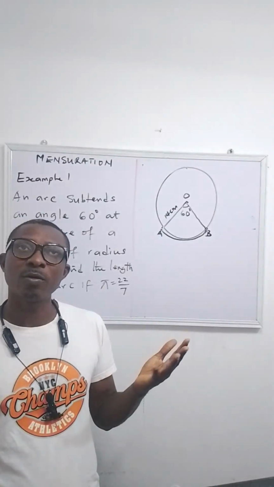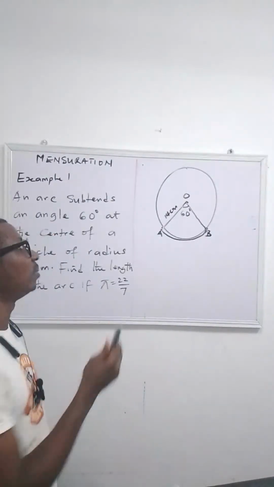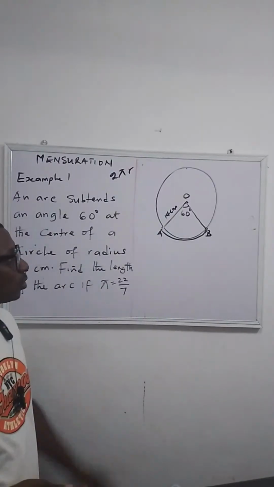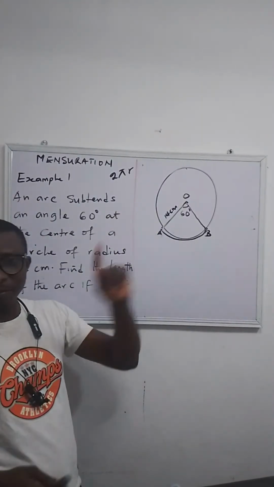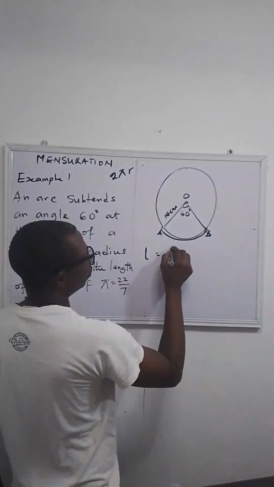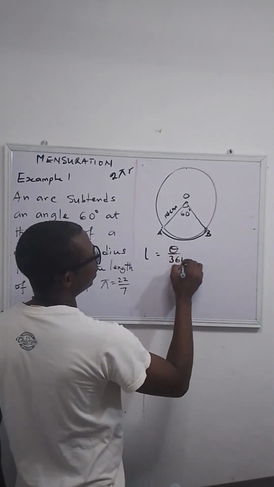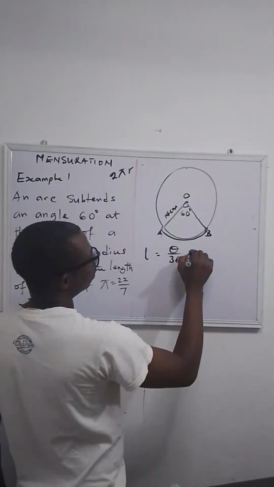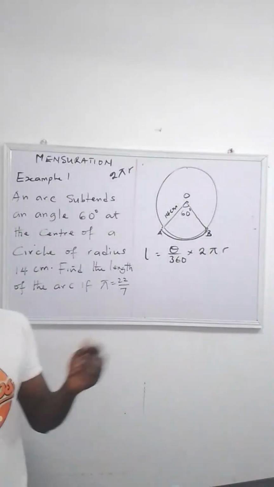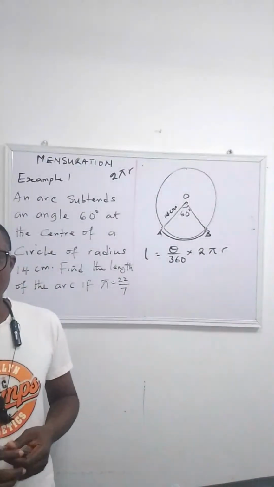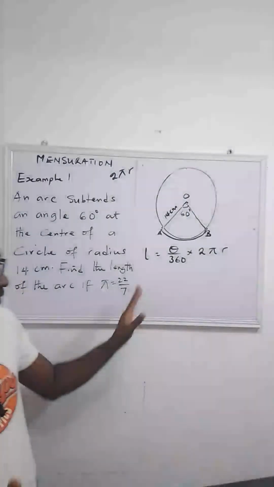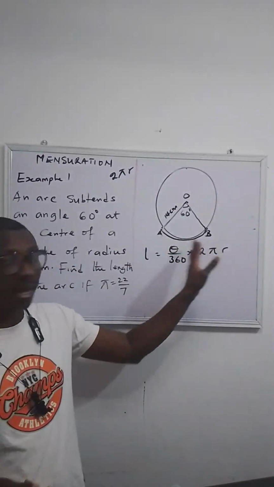Now I need to recall the formula for calculating the perimeter of a circle. That is 2 pi r. Since an arc is a fraction of it, the length of an arc is going to be theta over 360 times 2 pi r. You can see I don't need to memorize a formula, I can always derive it easily. So this is the formula for calculating the length of an arc AB.